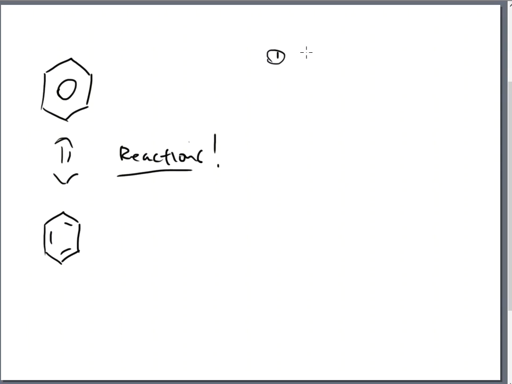Number 1, we have a ring system. And a ring system really locks things into place. If this was a straight chain, it would be all flippity-floppity, and the bonds would be turning and spinning and doing all kinds of warpy little things.